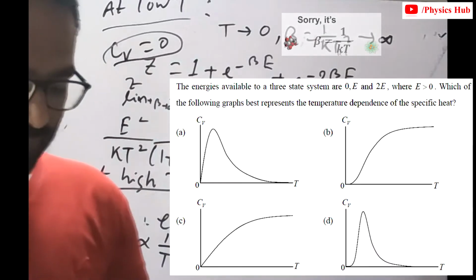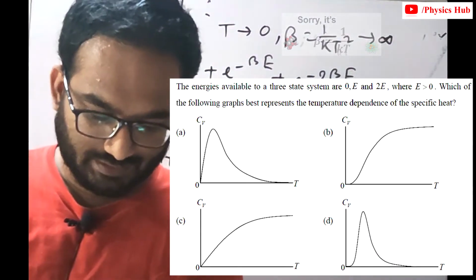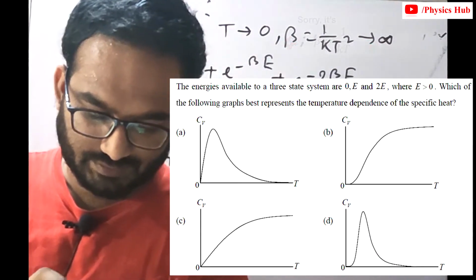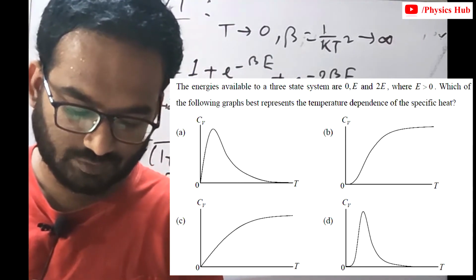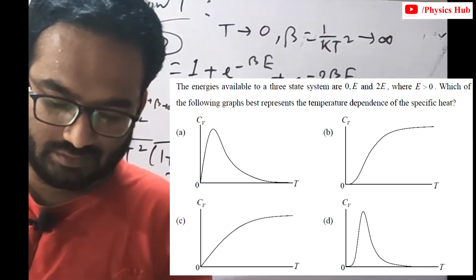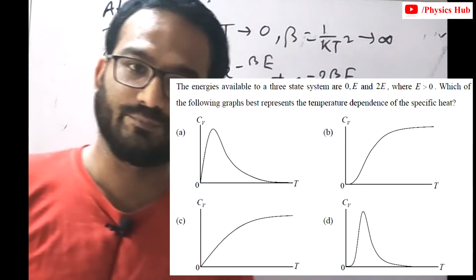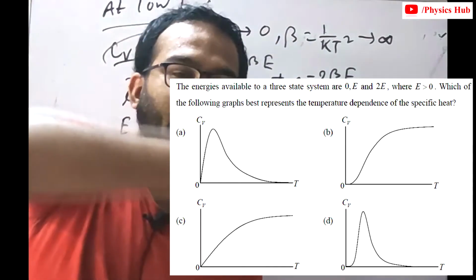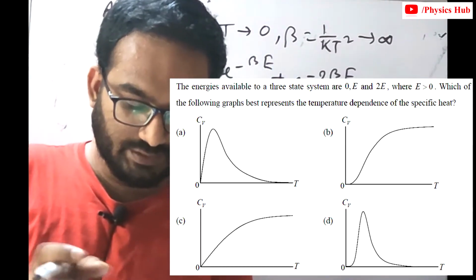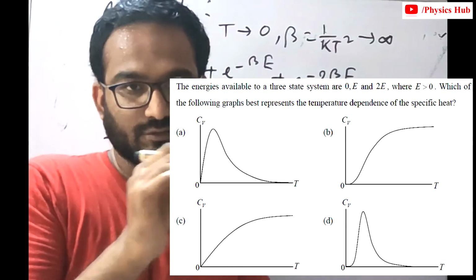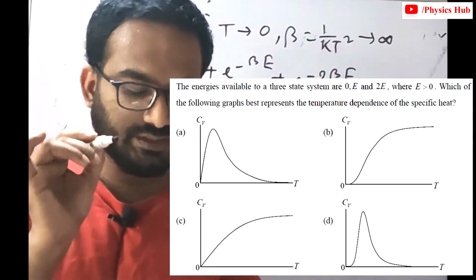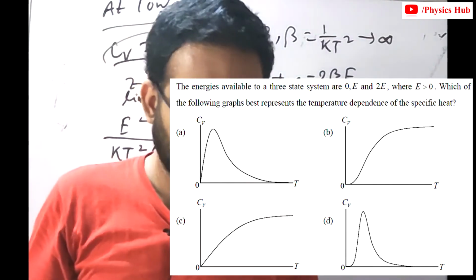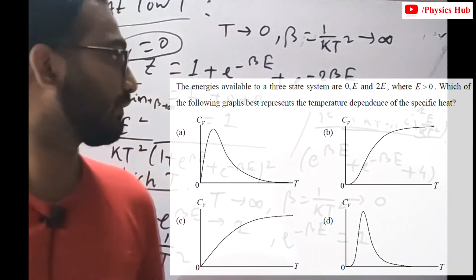Now, look at the options. You see that at low temperature, in case of option A, the specific heat has some value. It's a spike type thing. But in option D, you see that it is flat at the low temperature regime. So option D is the best suitable option for this question. So option D is the correct option.